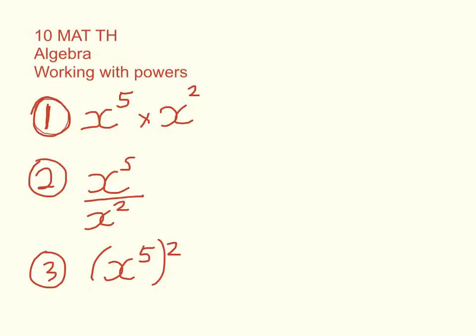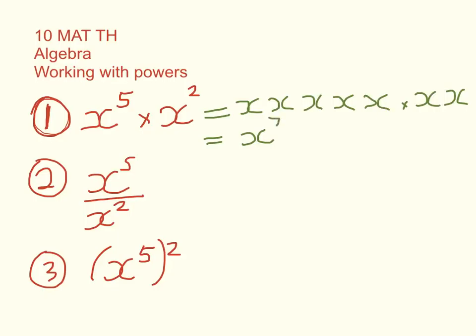So number 1 is x to the power of 5 times x squared. When we start out doing algebra, we could write this out like this. X to the power of 5 is x times x times x times x times x times x. So you can see that that will work out to be x to the power of 7. That was pretty tedious, and we quickly figured out a rule that when we had the same base, x, we could add the powers. So 5 plus 2 equals 7.